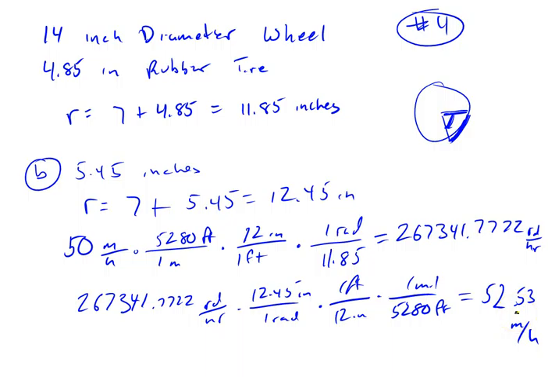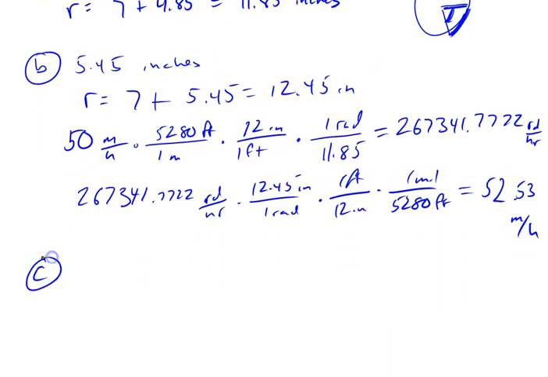So you thought you were doing 50, but because you've got the bigger tires on, you're actually doing 52. Now likewise for part C, they're saying, well, suppose you've got skinnier tires. Suppose you've got only 4.05-inch tires. So now the radius is 7 plus 4.05. If the speedometer reads 30 miles an hour, you do the same calculation as you did up here: multiply by 5,280, multiply by 12, divide by the factory tire radius of 11.85. Instead of 50, you've got 30, so this number would be a little different, but it's the same calculation.